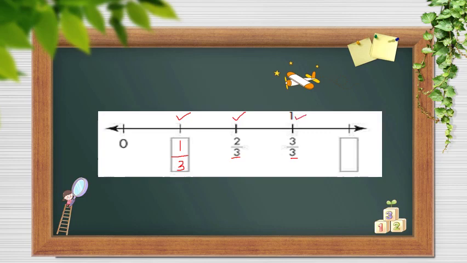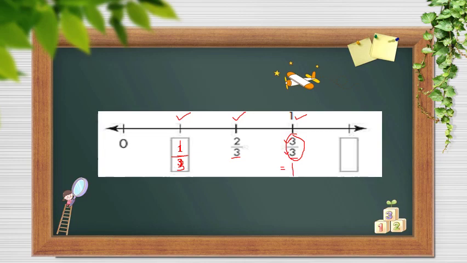For the third part, it is 3 of third. And what is this, when we have numerator and denominator same? So this fraction is representing a whole. Very good. And this is equal to 1.